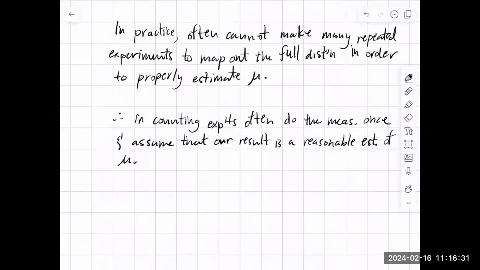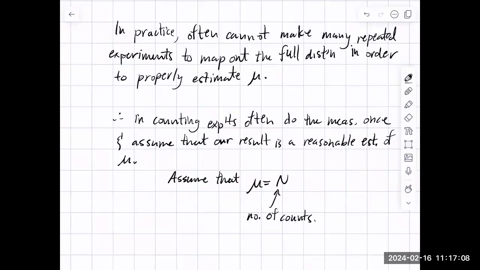Okay, so we assume that mu is equal to n, where n is, say, the number of counts that we've made in whatever the experiment is. I've been using the example of counting suspended particles, but it could be the amount of beta decays in a time interval, or the number of times you observe a muon going through your particle detector in some time interval, something like that. So we assume that mu is equal to n.